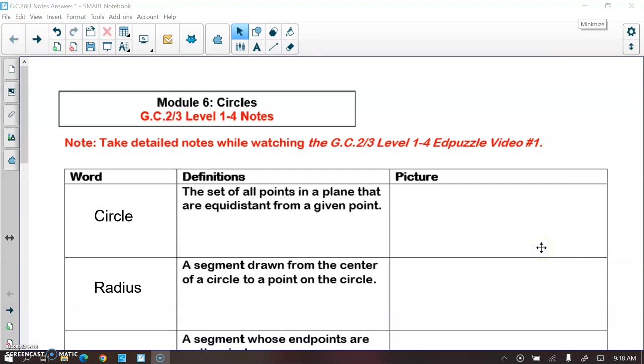All right, so this first lesson is all about vocabulary words. I encourage you to study these words so you know exactly what we're talking about when we move on with the rest of the lessons. So this unit's all about circles.